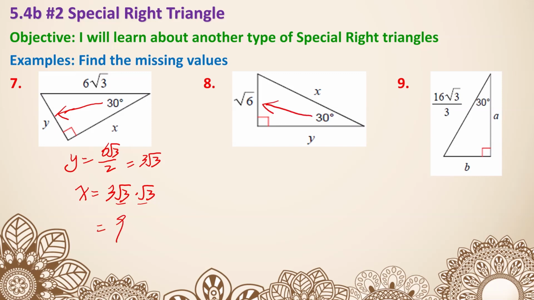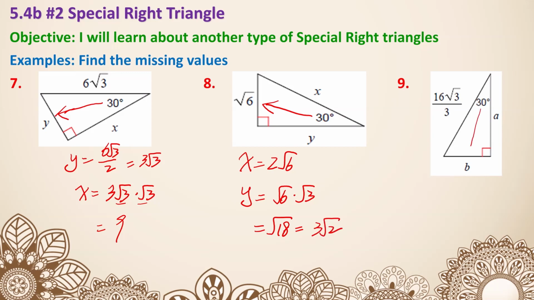Next, 30 is facing the square root of 6. So that's the short leg. X will be twice of that, and y will be square root of 6 times square root of 3, which is square root of 18, and can be simplified as 3 square root of 2.